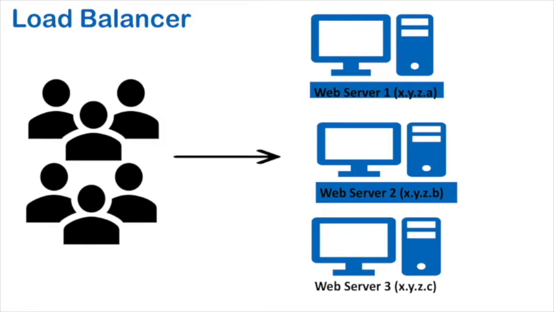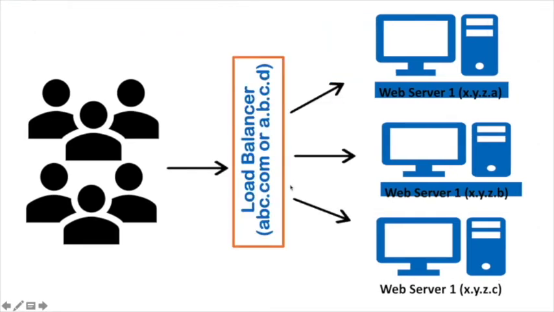They need one domain name or one IP address to connect to your web server. The user is not interested in knowing how many web servers are running behind the scenes. So this is the problem: how is the user directed to the different web servers? The solution is the load balancer.